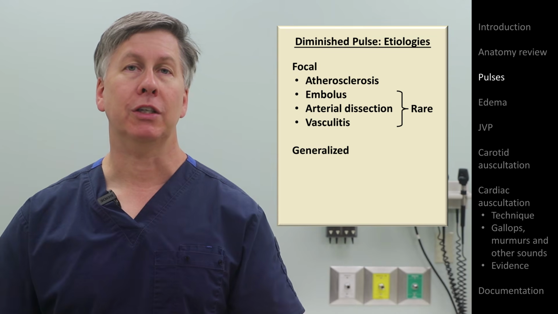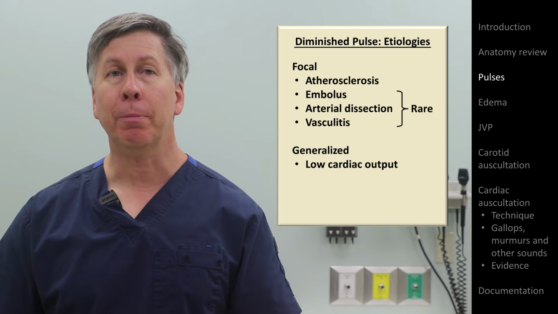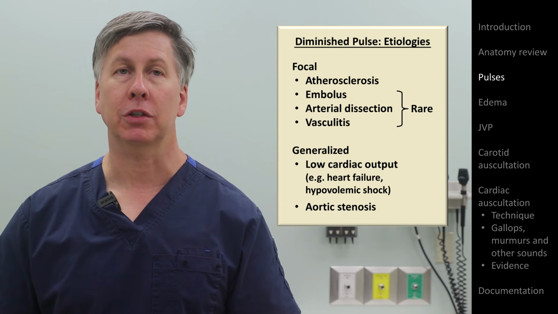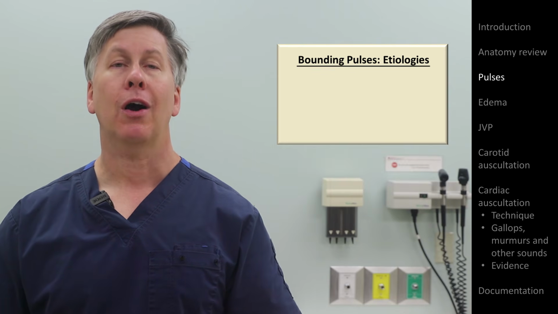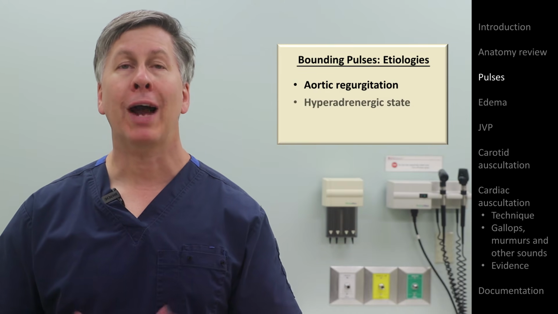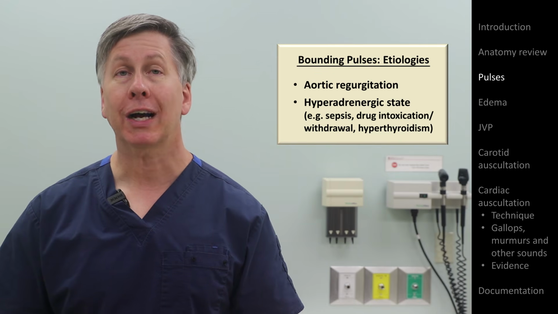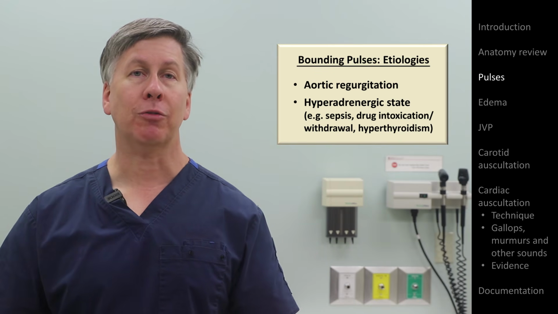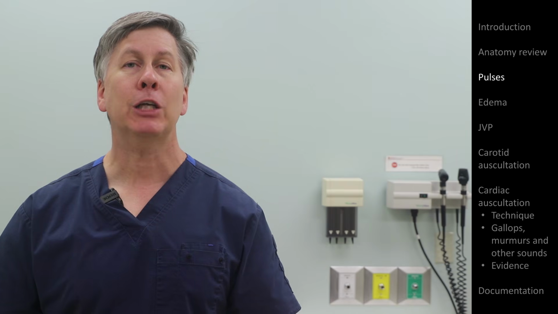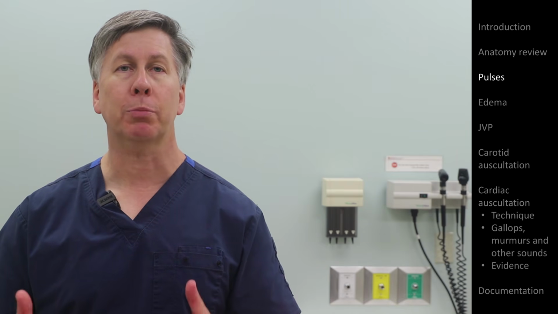A generalized decrease in all pulses can be seen with low cardiac output, either from heart failure or hypovolemic shock, as well as with aortic stenosis. Bounding pulses are always generalized and suggest either aortic regurgitation or a hyperadrenergic state such as sepsis, drug intoxication or withdrawal, and hyperthyroidism. As a general rule, if a patient's pulses are all symmetric, the subjectively perceived strength of them is proportional to the objectively measured pulse pressure, which is the difference between the systolic and the diastolic blood pressures.